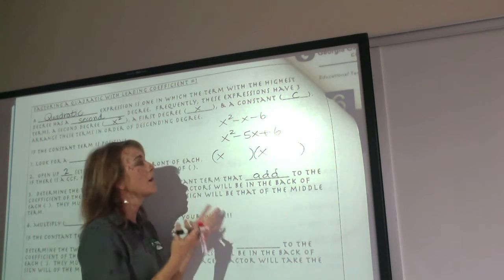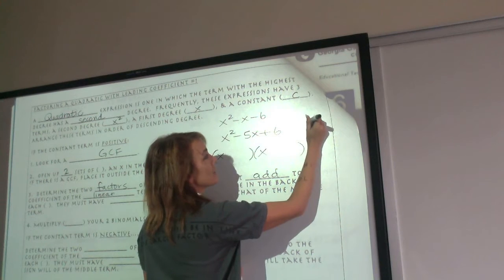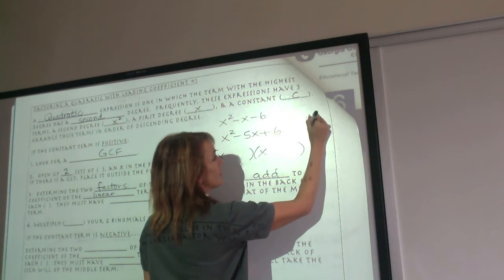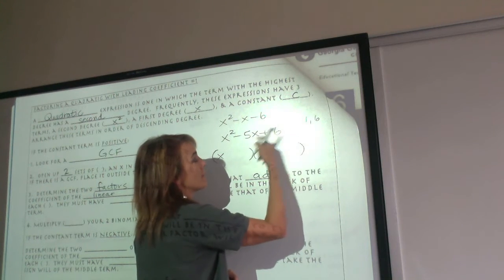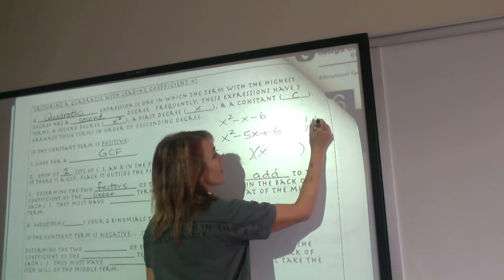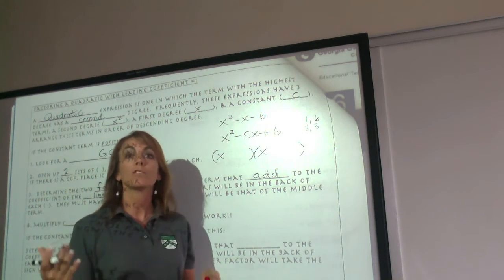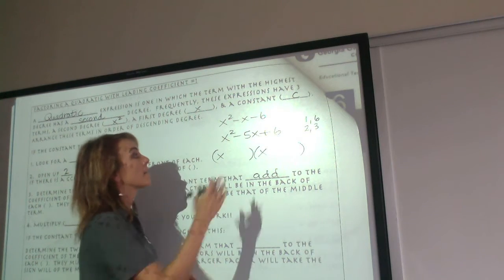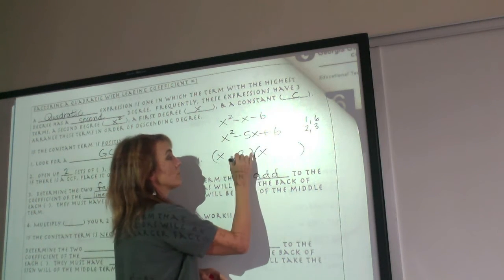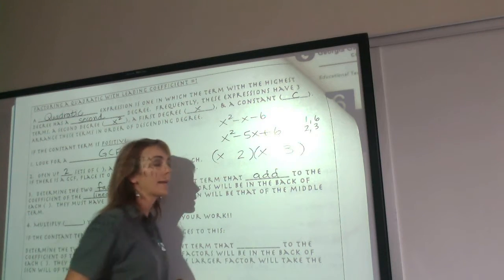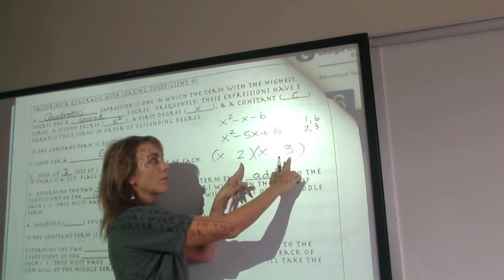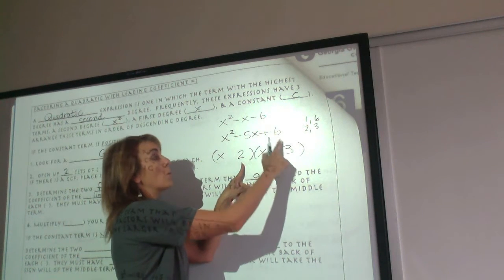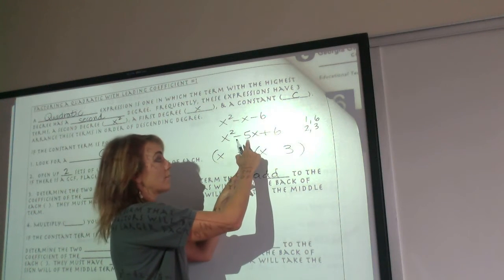And if I am not really sure, I might think about listing the factors of 6. I'll start with 1 and 6. That does not add to make 5. And then there's also the set of factors 2 and 3, which we know does add to make 5. So we put the 2 and we put the 3 in the back end of those parentheses. We know that the 2 and the 3 will multiply to make 6. We know that the 2 and 3 will add to make the 5.